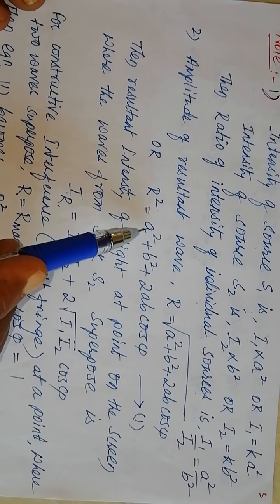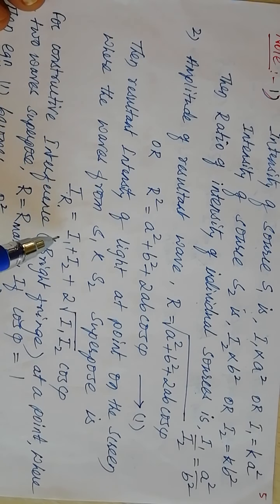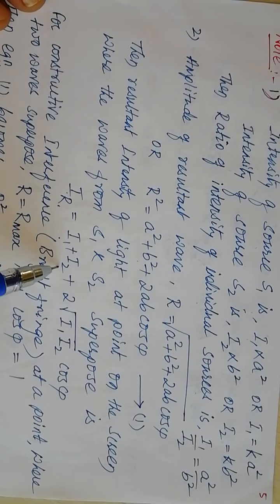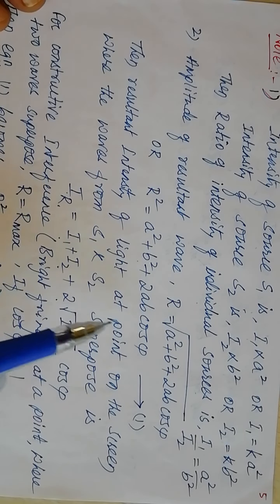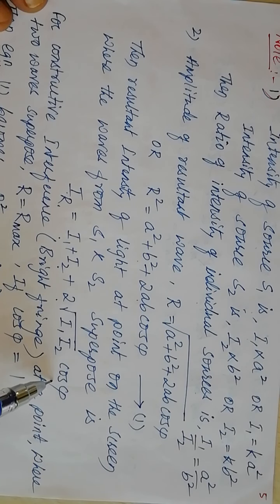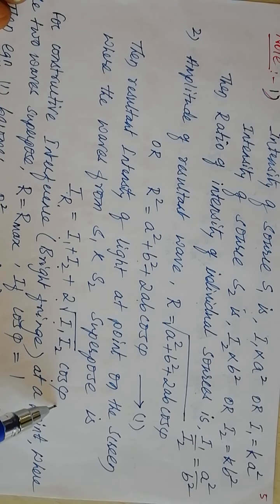I1 is proportional to A square, that's why we are writing here I1. Here also the K will cancel. For B square we are writing it as I2. So 2 for A root I1, for B root I2, that's why 2 root I1 into I2 into cos phi. The root is only for I1 and I2, not for cos phi.